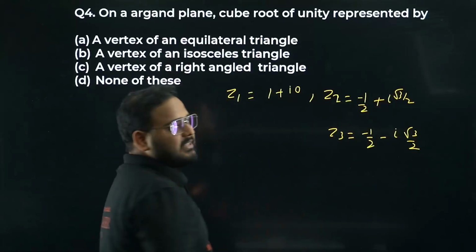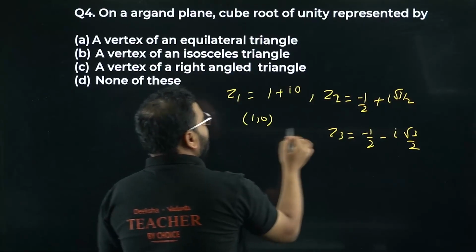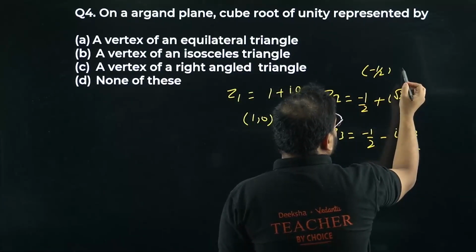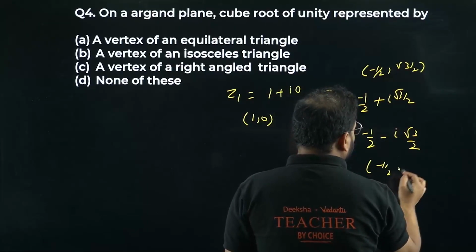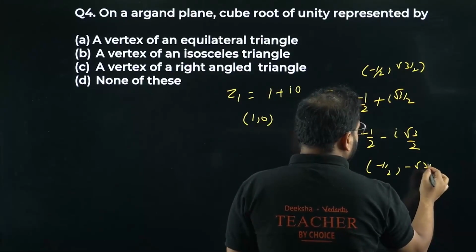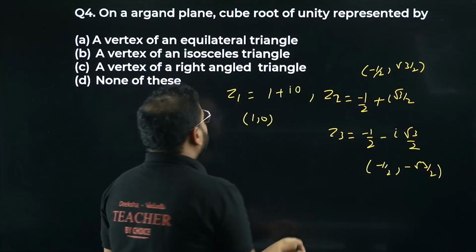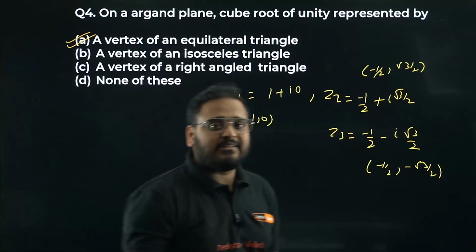If you plot these points, I can write them as ordered pairs. It will become (1, 0), then (minus 1 by 2, root 3 by 2), and (minus 1 by 2, minus root 3 by 2). I get 3 coordinates. If I plot them, I get the vertices of an equilateral triangle. How can you find this? Find the distance between them.